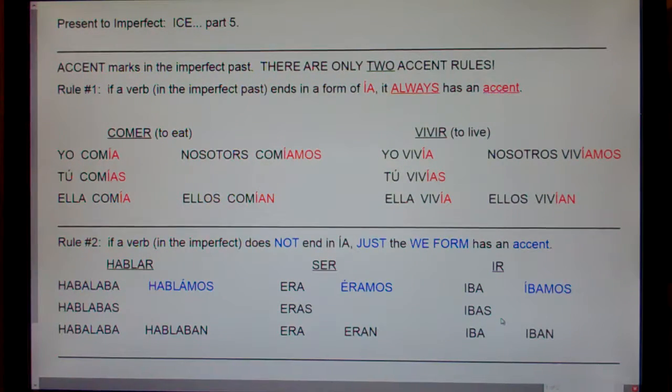If the verb in the imperfect does not end in ía, if it ends in aba or era or iba, just the we form has an accent. You now know everything you need to know about the imperfect past. Yay!